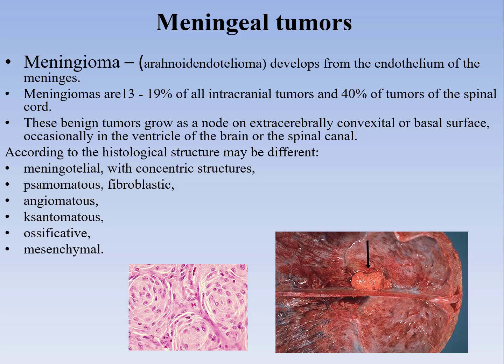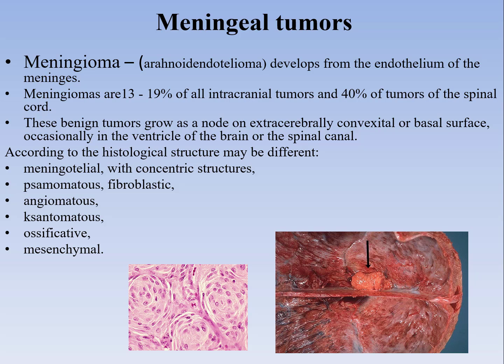Meningeal tumor. Meningioma, also named arachnoendothelioma, is developed from the endothelium of the meninges. Meningiomas are 13 to 19% of all intracranial tumors and 40% of the tumors of the spinal cord. This benign tumor grows as a node on the convexital or basal surface extracerebrally, occasionally in the ventricles of the brain or the spinal canal.